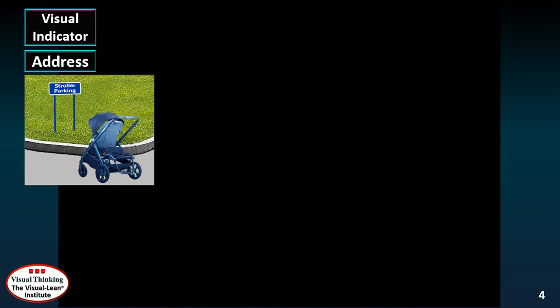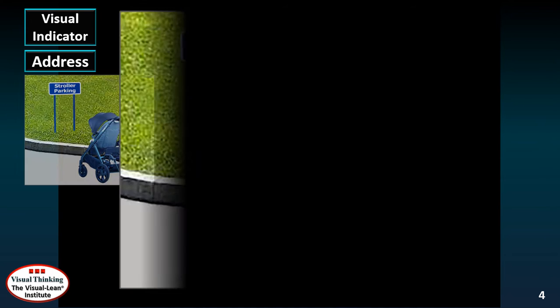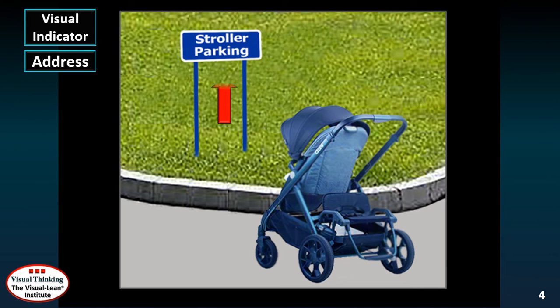An address is a visual indicator, and the power of a visual indicator rests on our willingness to obey. This stroller parking sign is a visual indicator at Disneyland. Nothing forces you to park your stroller there. There are no stroller police at Disneyland. Mickey Mouse isn't going to give you a ticket if you don't park your stroller there. It's just a little dinky visual indicator, no power at all. It's completely up to you.